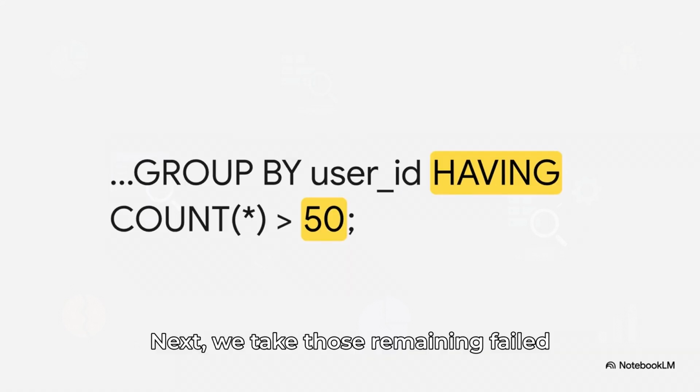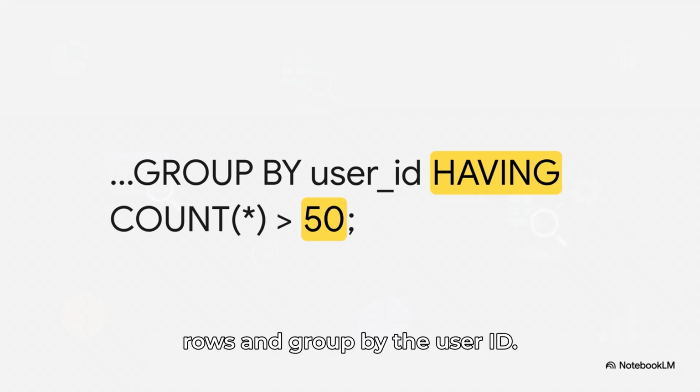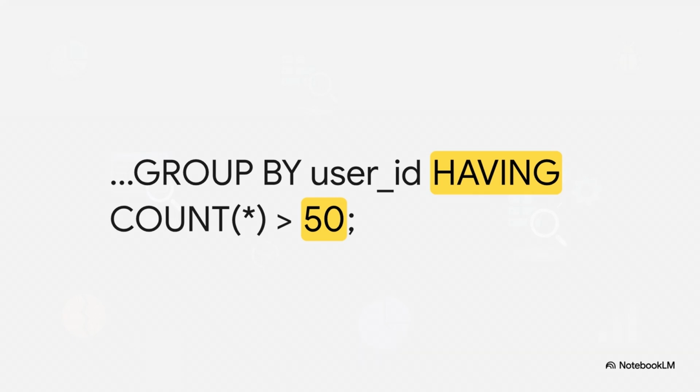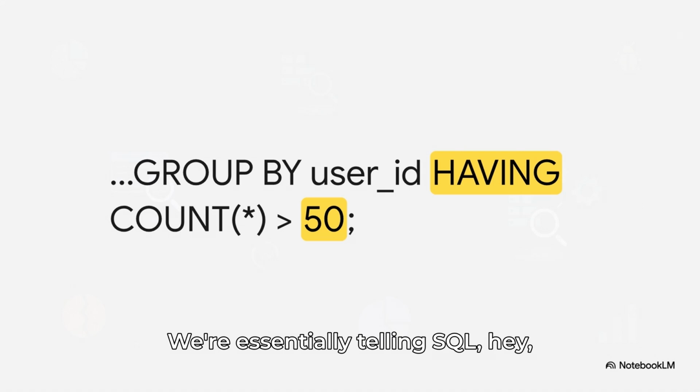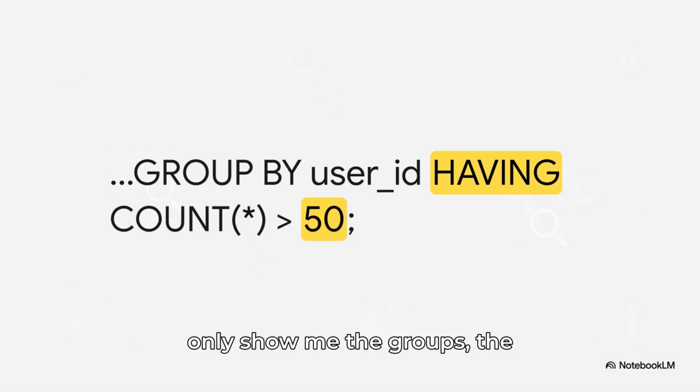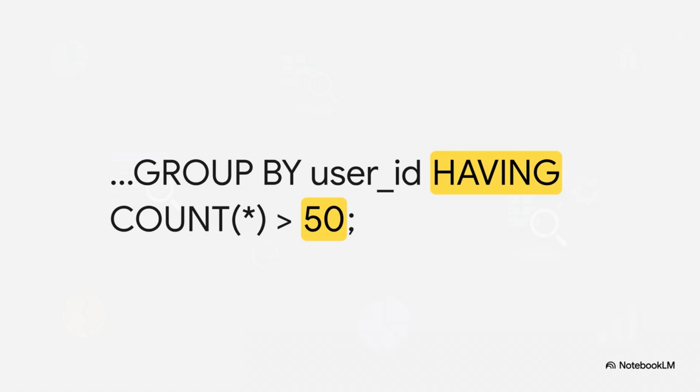Next, we take those remaining failed rows and GROUP BY the user ID. We'll use COUNT to tally up the failures per user, and finally, the magic touch, we apply the HAVING filter to that aggregated count. We're essentially telling SQL, hey, only show me the groups, the specific users, who have racked up more than 50 failed attempts.